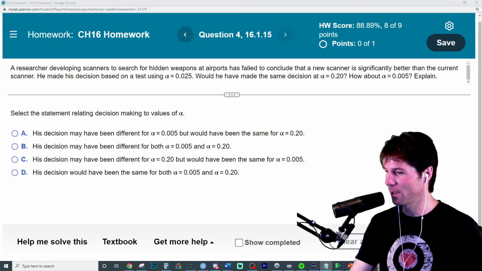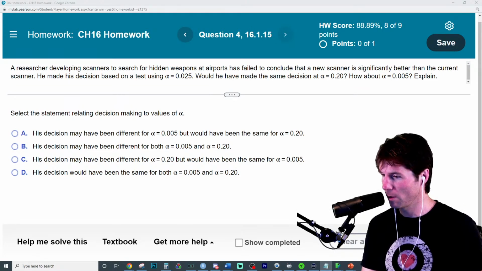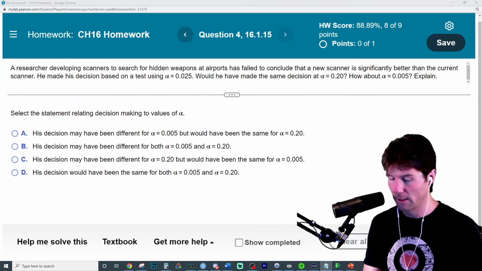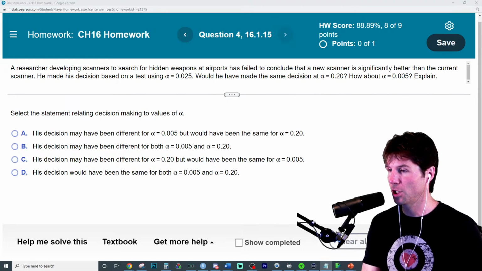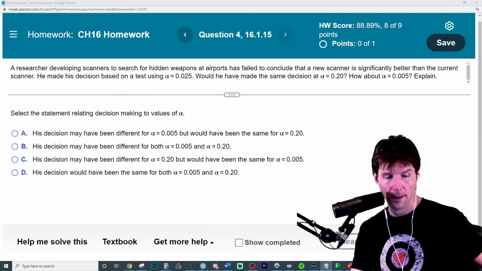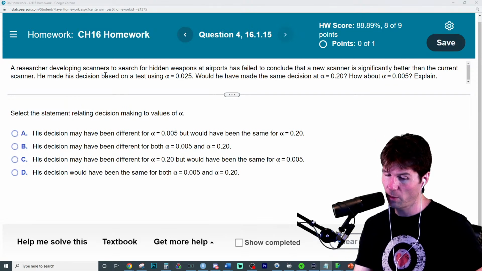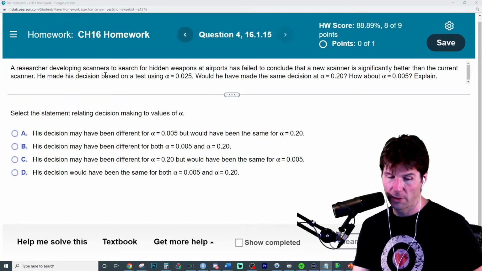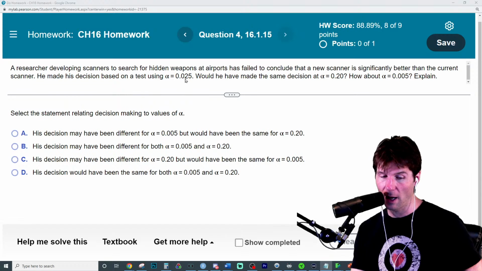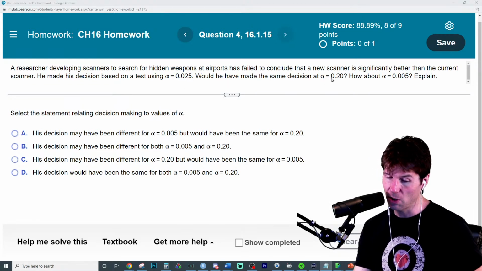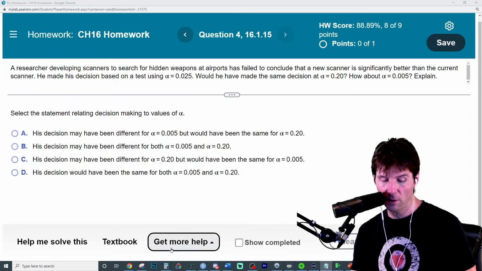Then we got one more homework one. Let's take a note on the homework. Chapter 16, homework question 4. A researcher developing a scanner for hidden weapons at airports has failed to conclude that a new scanner is significantly better than the current scanner. He made his decision using an alpha of 0.025. Would he have made the same decision at 0.20, and how about at 0.005? So he failed to find evidence.